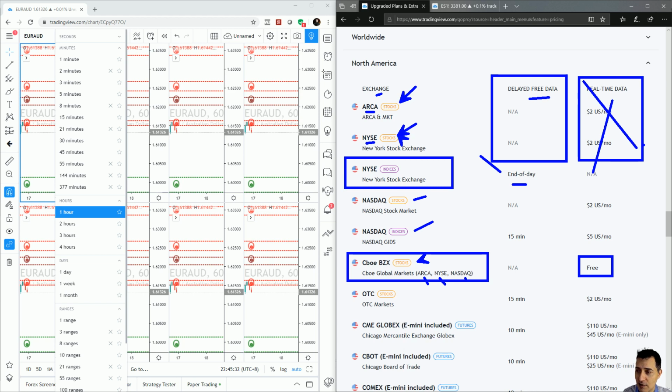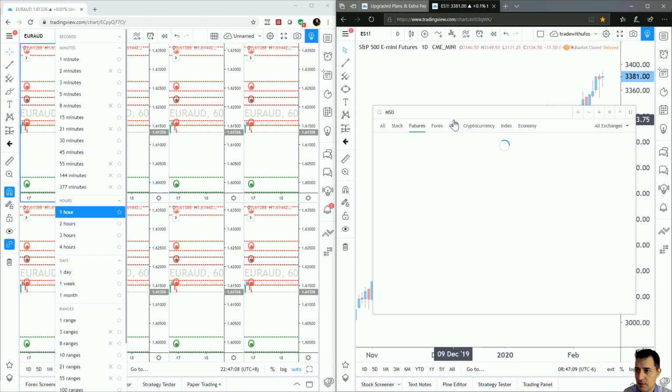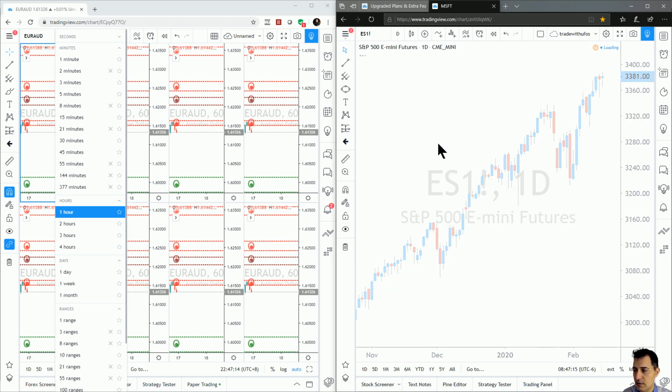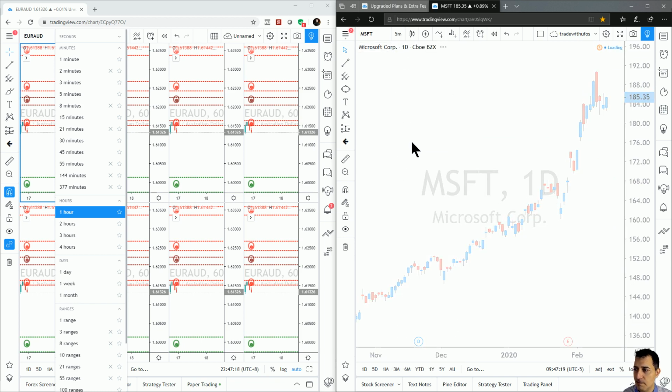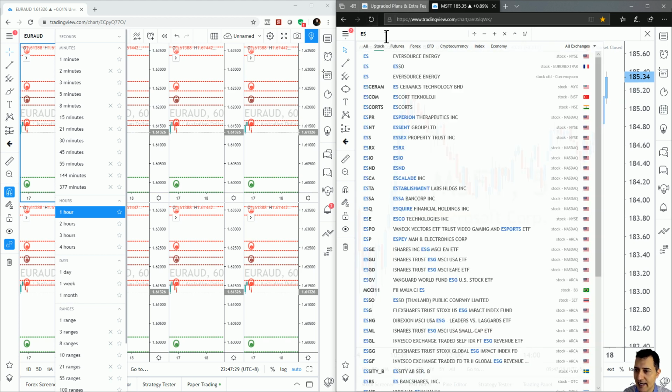So in other words, for you to get real-time data with stocks, for example, if I load Microsoft stocks in the US, and I load the 5-minute time frame, notice it doesn't show as delayed. It shows as market closed. Okay, again, let me show you the difference.